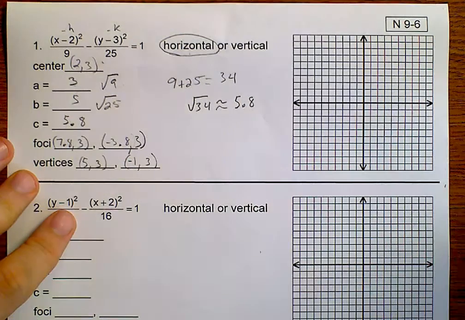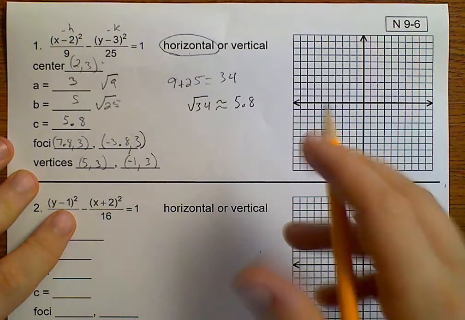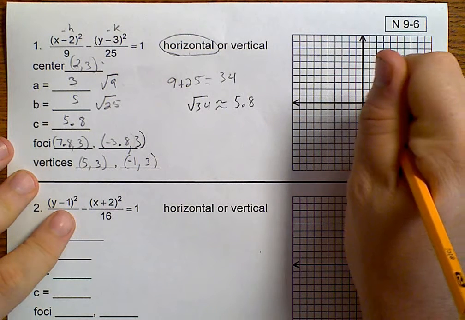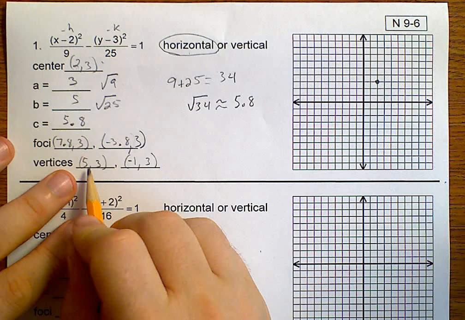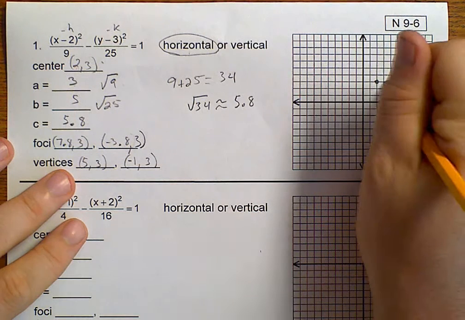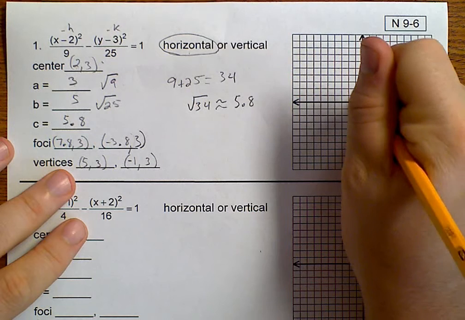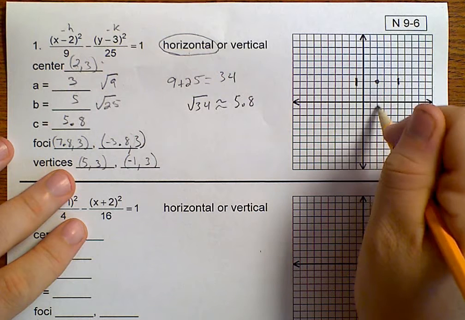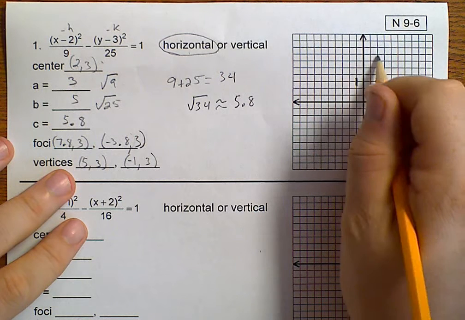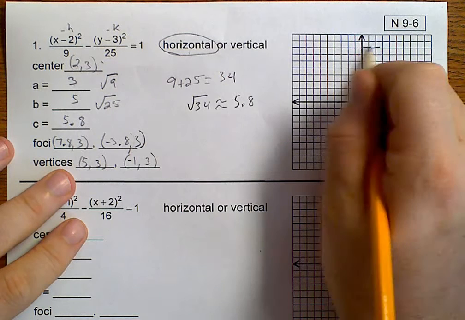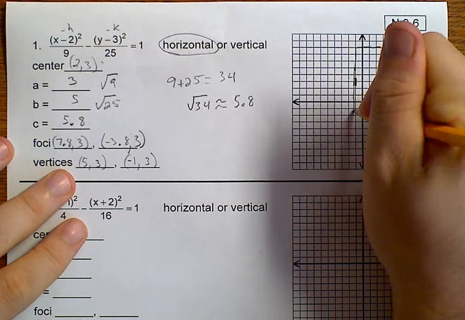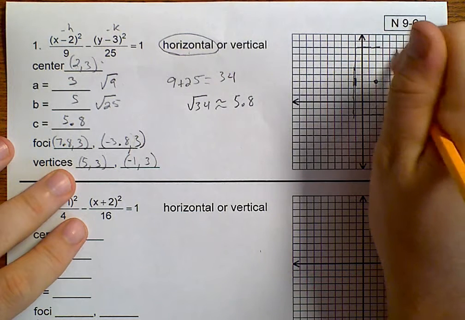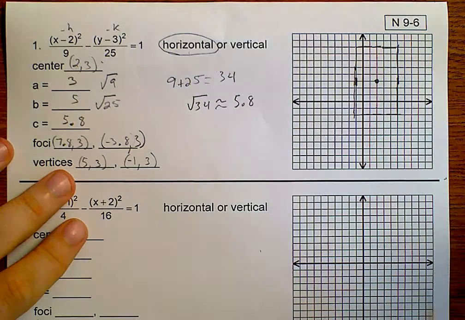And now we're going to go ahead and start plotting our graph. Our center was at (2, 3): 1, 2, 1, 2, 3. Our a is 3, so 1, 2, 3 in each direction. b is 5: 1, 2, 3, 4, 5 in each direction. And so now I'm going to draw my box.